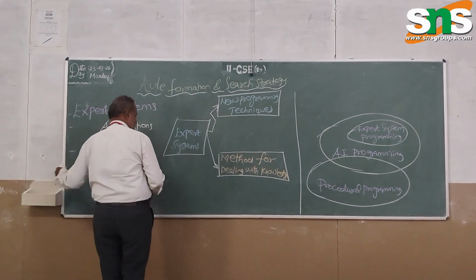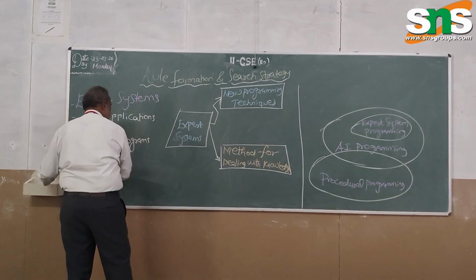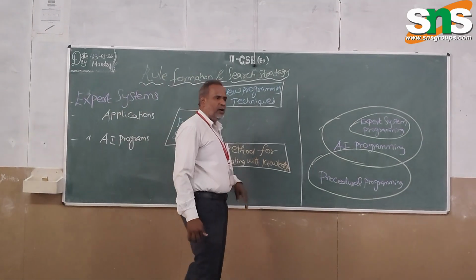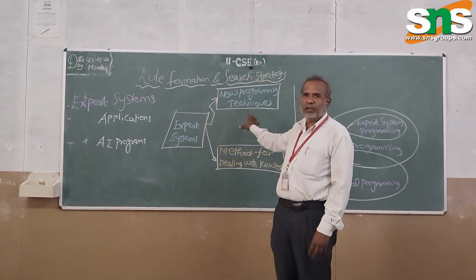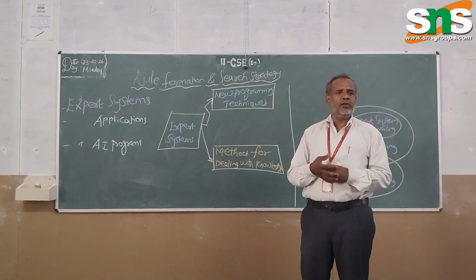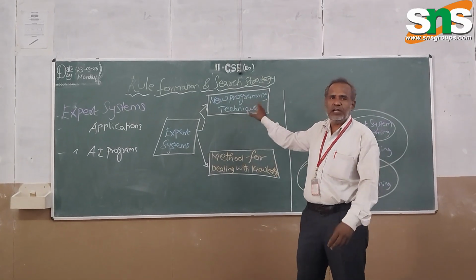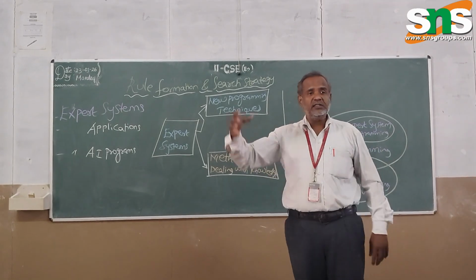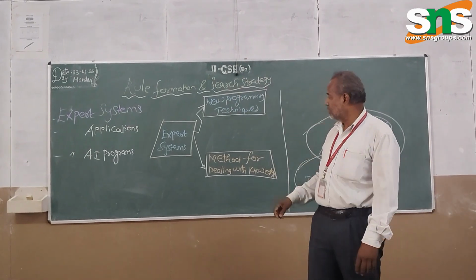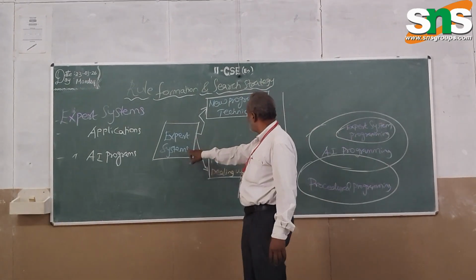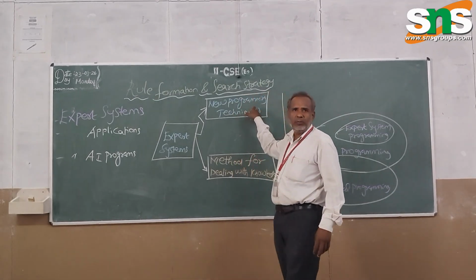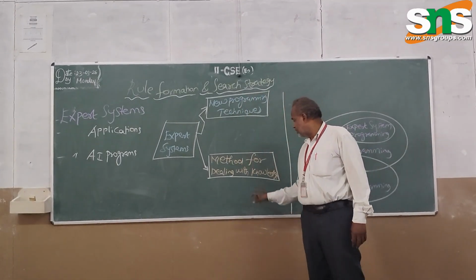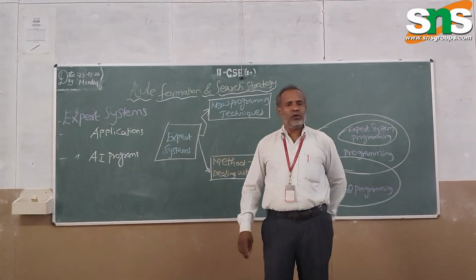an expert system. So in connection with an expert system, what is an expert? Normally, without our human intervention, the system needs to take the action on its own depending upon the various parameters of the routine itself. That means an expert system is followed by a new programming technique and followed by a method for dealing with the knowledge. What are the new programming techniques?